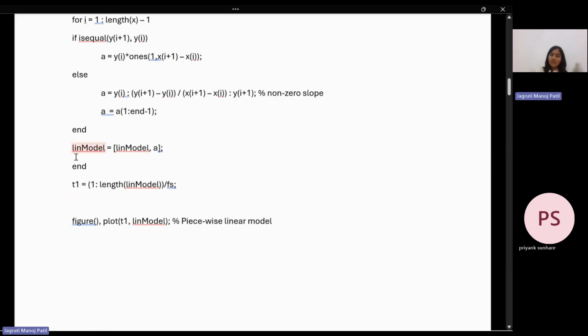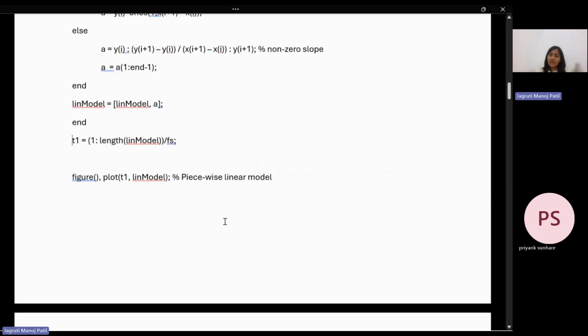For the same, we'll compute the length, the time length of it. So the first step is nothing but to compute the length of it. Sorry, I didn't do that. And then you do the time of it. When you do the time of it, you plot the model, a linear piecewise model.